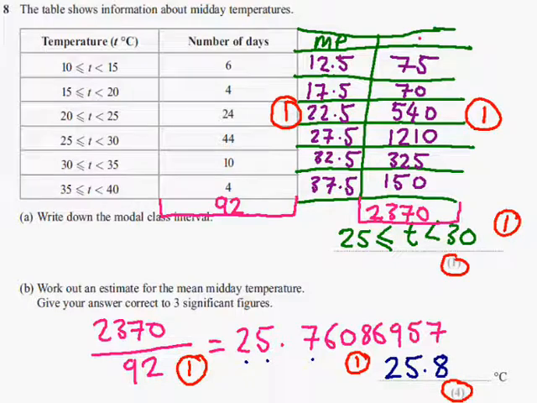Now it gives a bit of a range for the final answer, which would give you the 4th mark. So it says in the mark scheme that anything from 25.76 to 25.8, which I've got there, would give you the last mark.